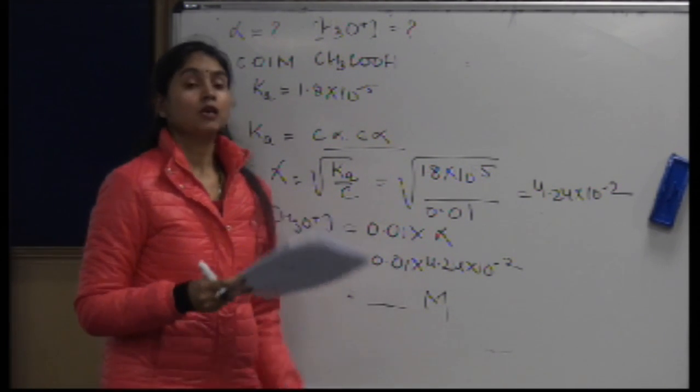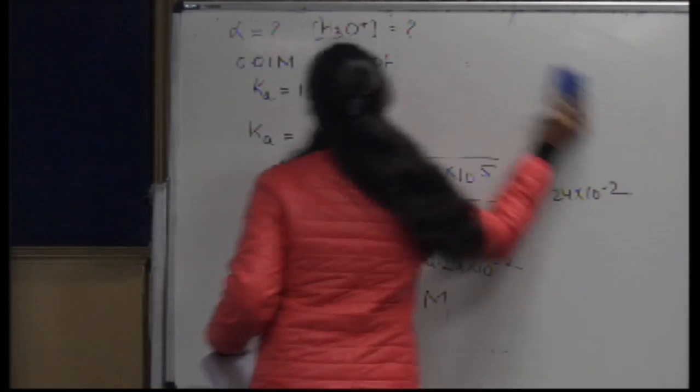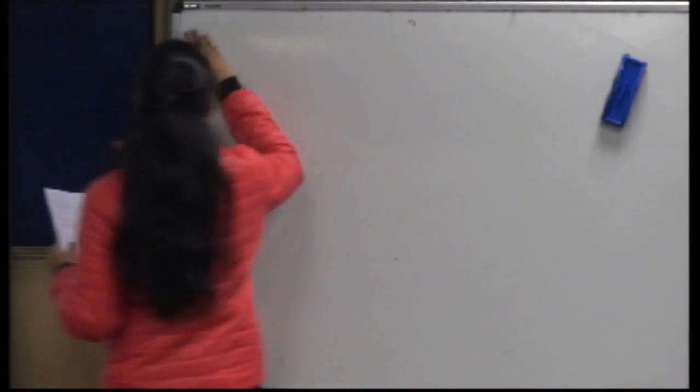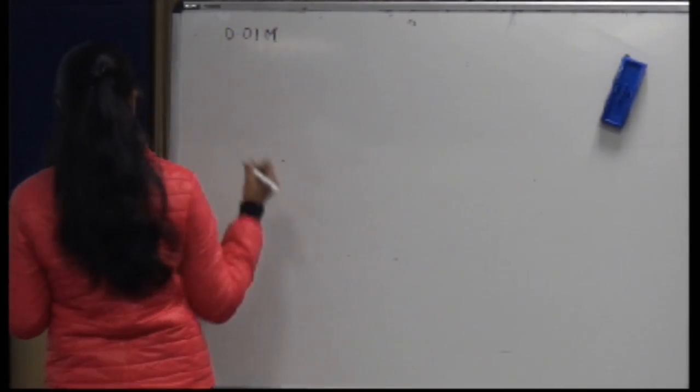Okay, write down this. 0.01 molar solution of acetic acid is 1.34% ionized. तुम लोगों को समझ तो आ रहा है ना? Degree of dissociation is 0.0134.